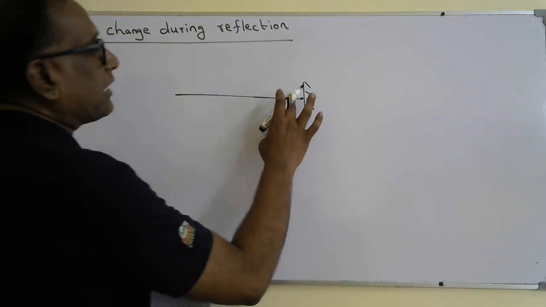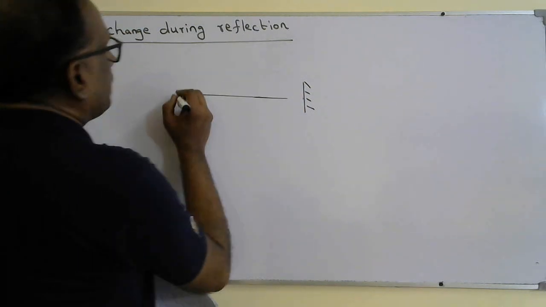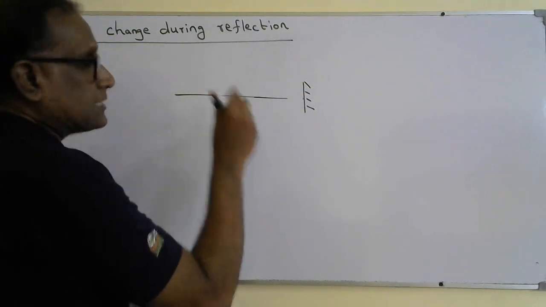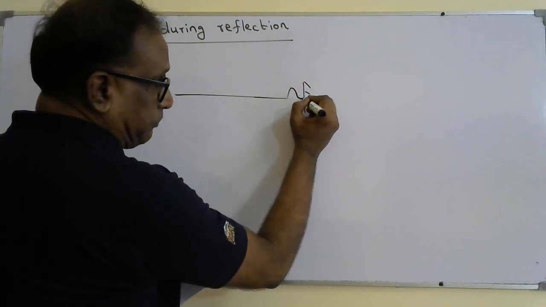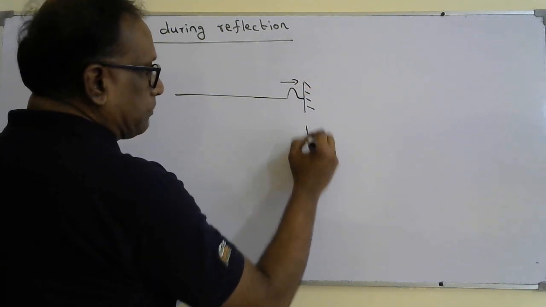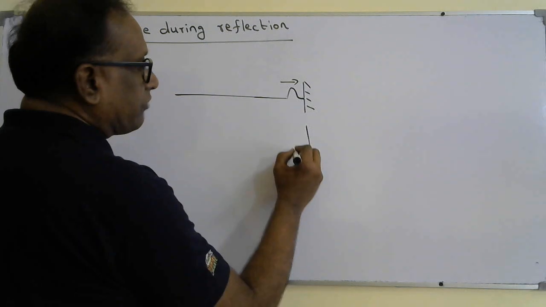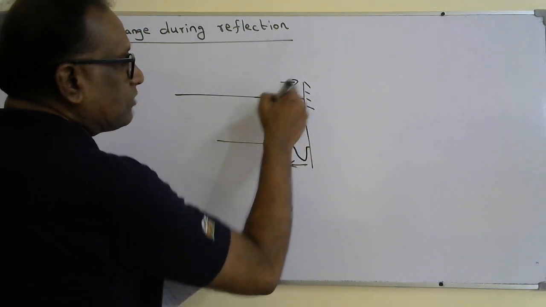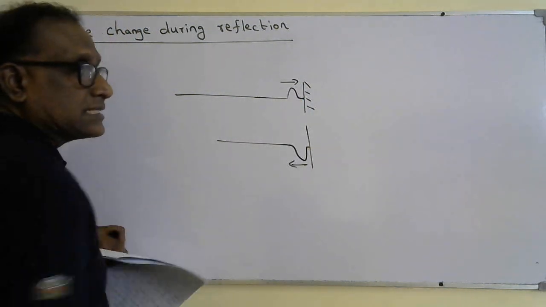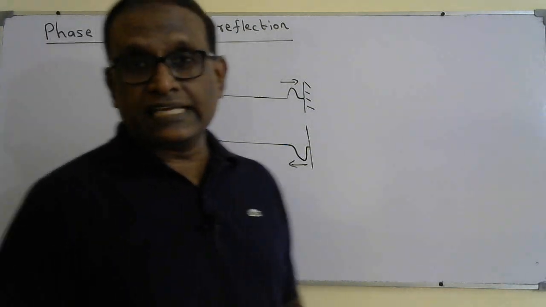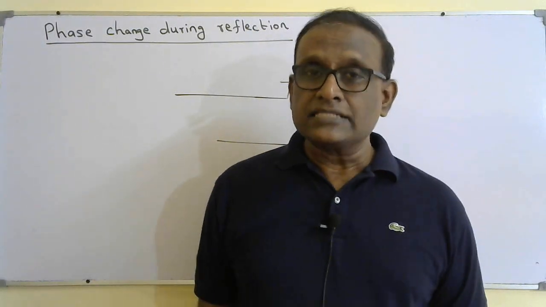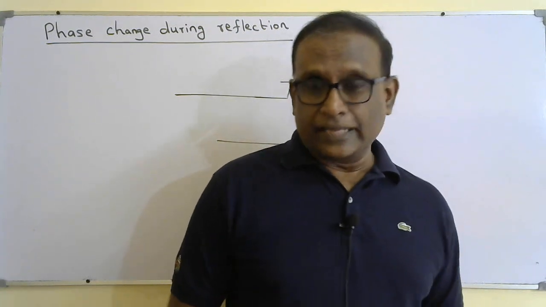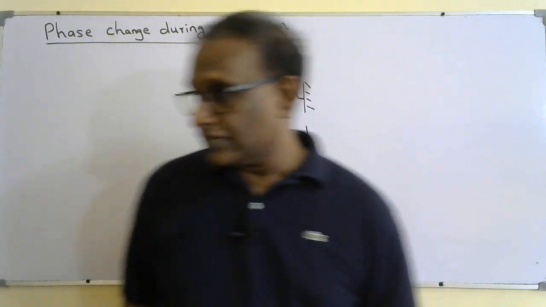That means if a crest approaches, imagine you create a wavefront or pulse of wave, if a crest approaches the fixed point, then when it reflects back, it will become a trough. So the crest will become a trough, a trough will become a crest. That we say the phase change is equal to pi radians or 180 degrees. This we call fixed end reflection.